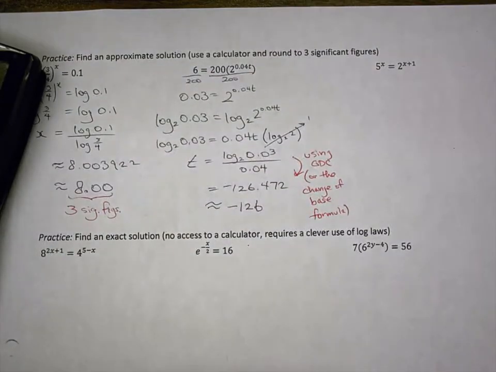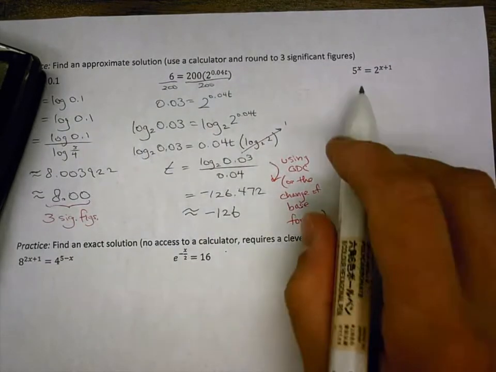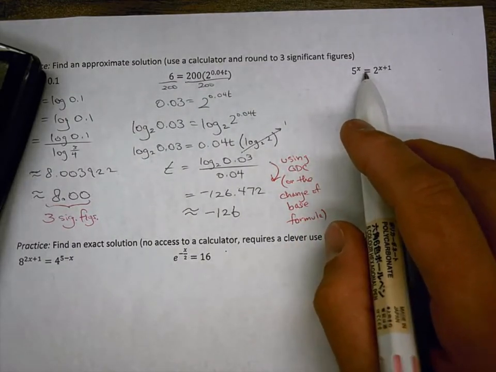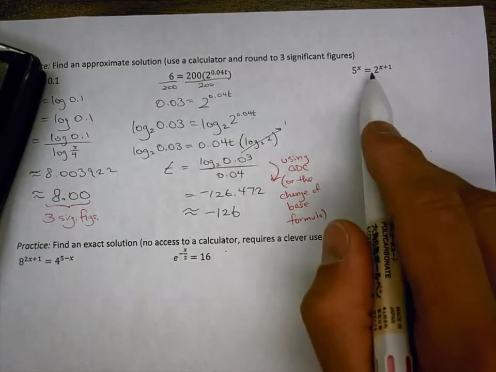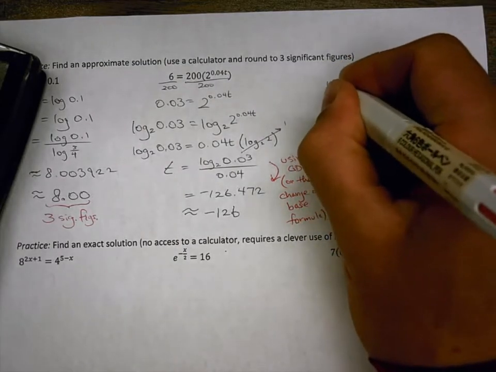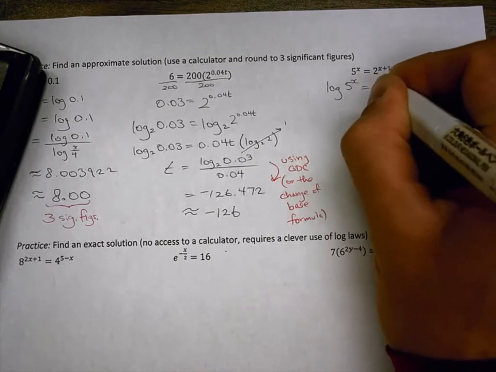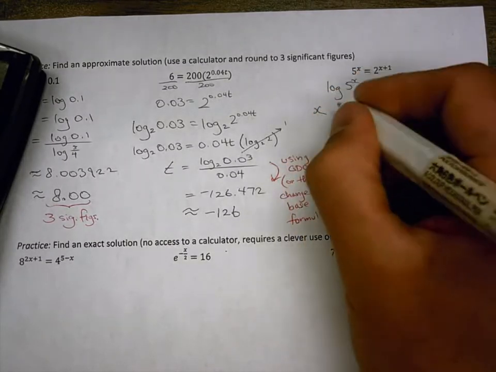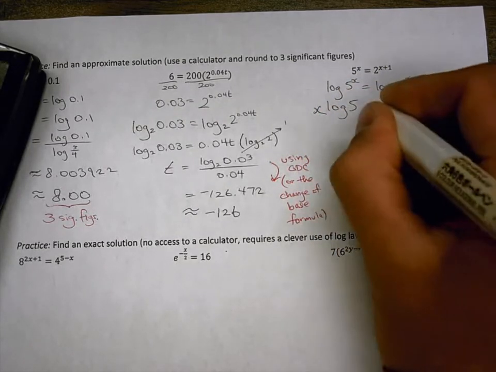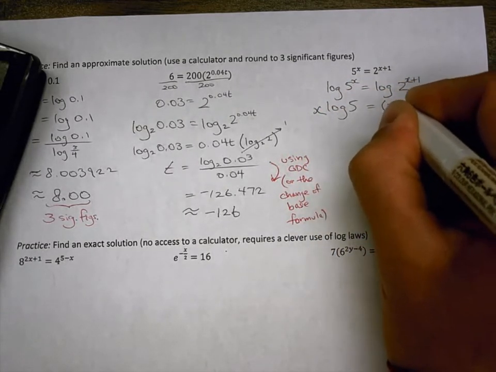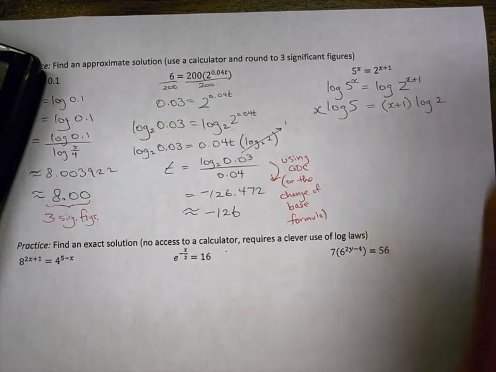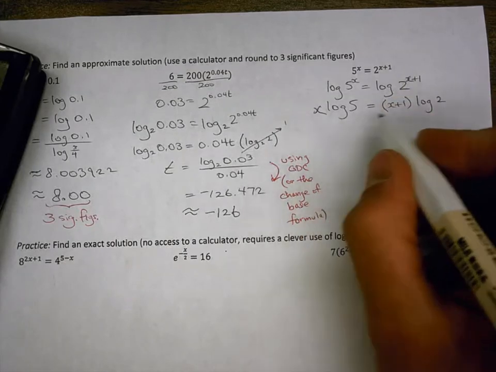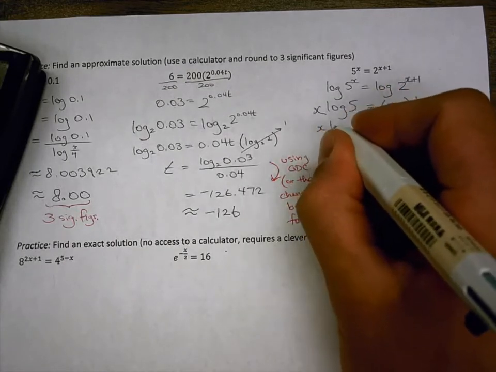Okay, let's keep going. Got a question like this. Again, it's exponential and it's an equation, so I only have a few options. I cannot make my bases the same, so I'm going to log both sides. Log 5 to the x equals log 2 to the x plus 1. Now I can bring my x's down, and I can bring my x plus 1 down. Okay, now x log 5 makes sense to me.